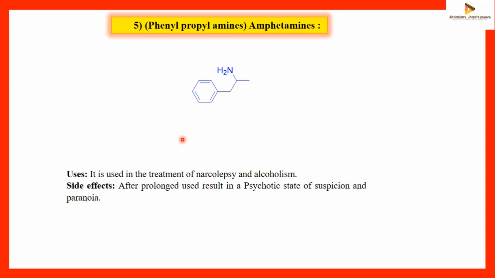Then the side effect of this amphetamine is, after prolonged use, it results in a psychic state of suspicion and paranoia. Suspicion म्हणजे तो कोणावरही संशय ठेवतो, म्हणजे संशयी वृत्ती होते त्या माणसाची. And paranoia is one type of mental disorder. So these are the side effects of this amphetamine.